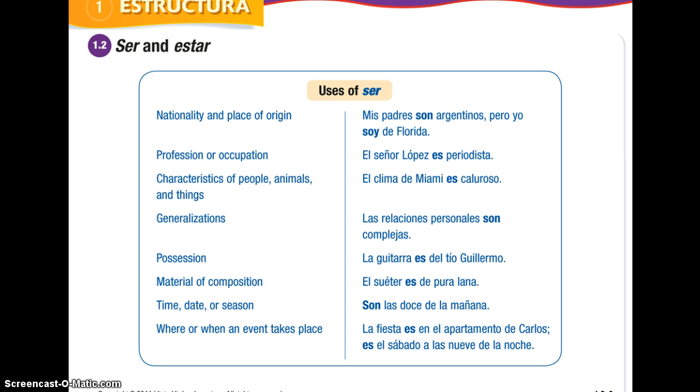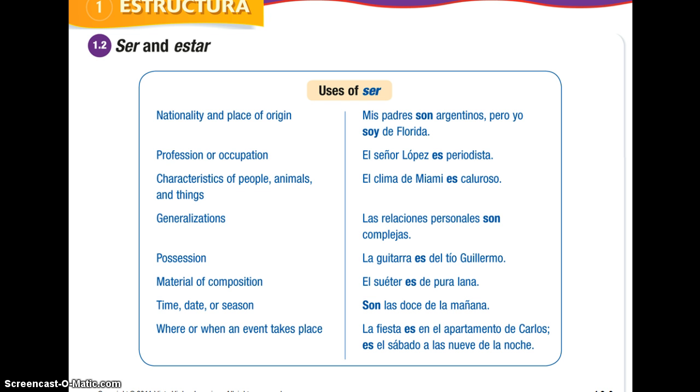Ser, here we go. We want to use ser for nationality or place of origin. With some examples, mis padres son argentinos, pero yo soy de Florida. Our profession or occupation, el señor López es periodista. Whenever we discuss the characteristics of animals, people, and things, el clima de Miami es caluroso. When we are going to make some generalizations talking about ideas, those things, las relaciones personales son complejas.